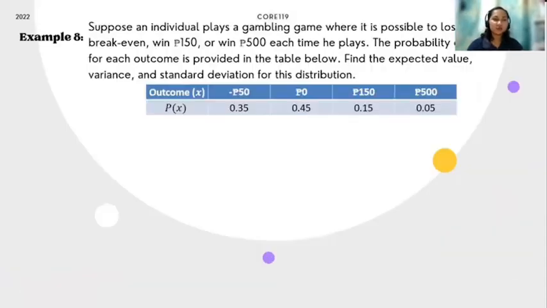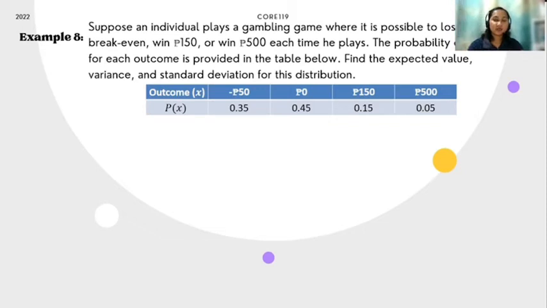So let's go to the next example. Let's try to find the expected value, variance, and standard deviation for this distribution. Suppose an individual is playing a gambling game. It is possible to lose 50 pesos, break even, meaning no loss and no gain, win 150 pesos, or win 500 pesos each time he plays. The probability for each outcome is provided in this table. Find the expected value, variance, and standard deviation for this distribution.